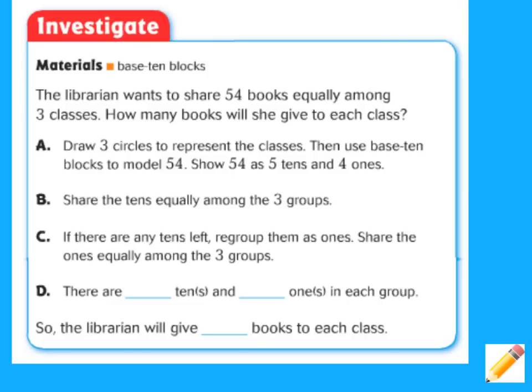So first we're going to draw 3 circles to represent the 3 classes. Then we're going to use base 10 blocks to model 54. We're actually going to use lines and dots. Each line will represent 10, and each of the dots will represent 1. Then we're going to share those 10s equally among the 3 groups. And if there's any 10s left, we're going to regroup them as 1s and share the 1s equally among the 3 groups. So, let's begin.